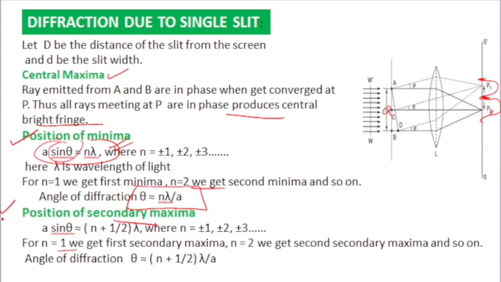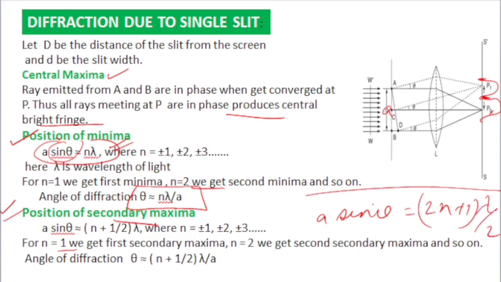Now after this, the position of secondary maxima. It is the position which is minima in the case of an interference pattern. a sin theta equal to (n plus 1 by 2) lambda. You can say a sin theta equal to (2n plus 1) lambda by 2. This is the position of secondary maxima. When you put n equal to 1, you get the first secondary maxima. When you put n equal to 2, you get the second secondary maxima. In this way, maxima and minima are formed.